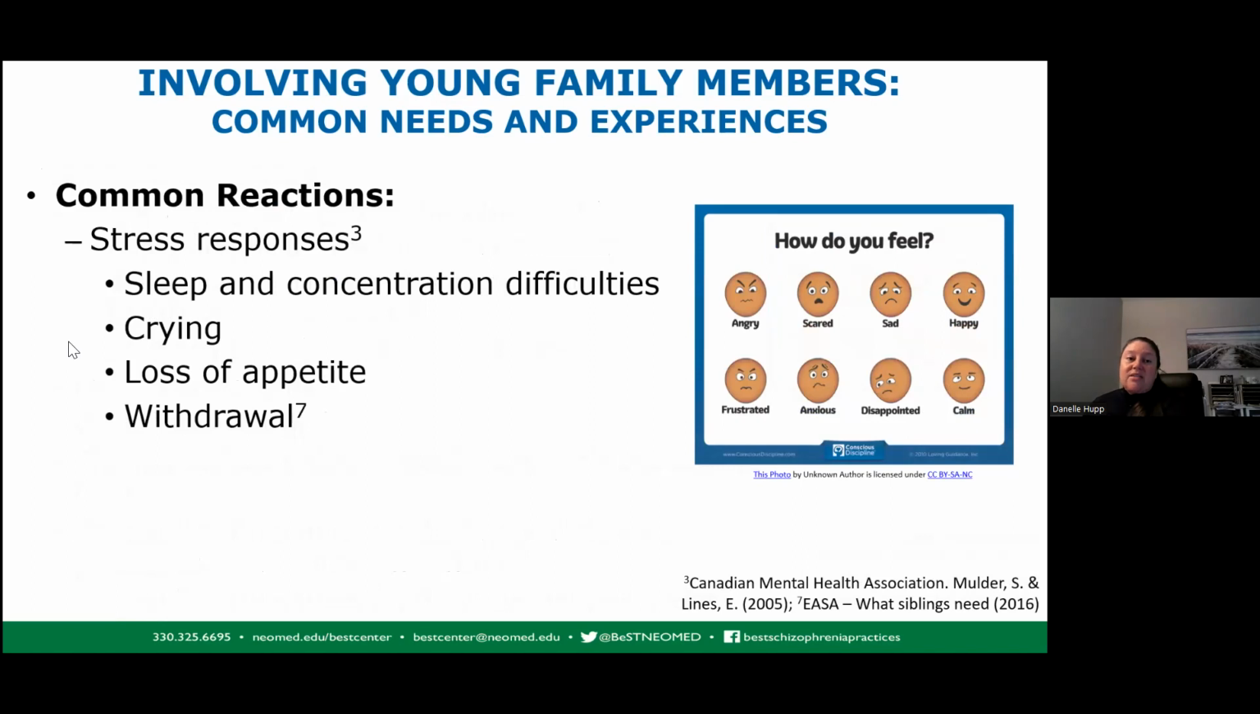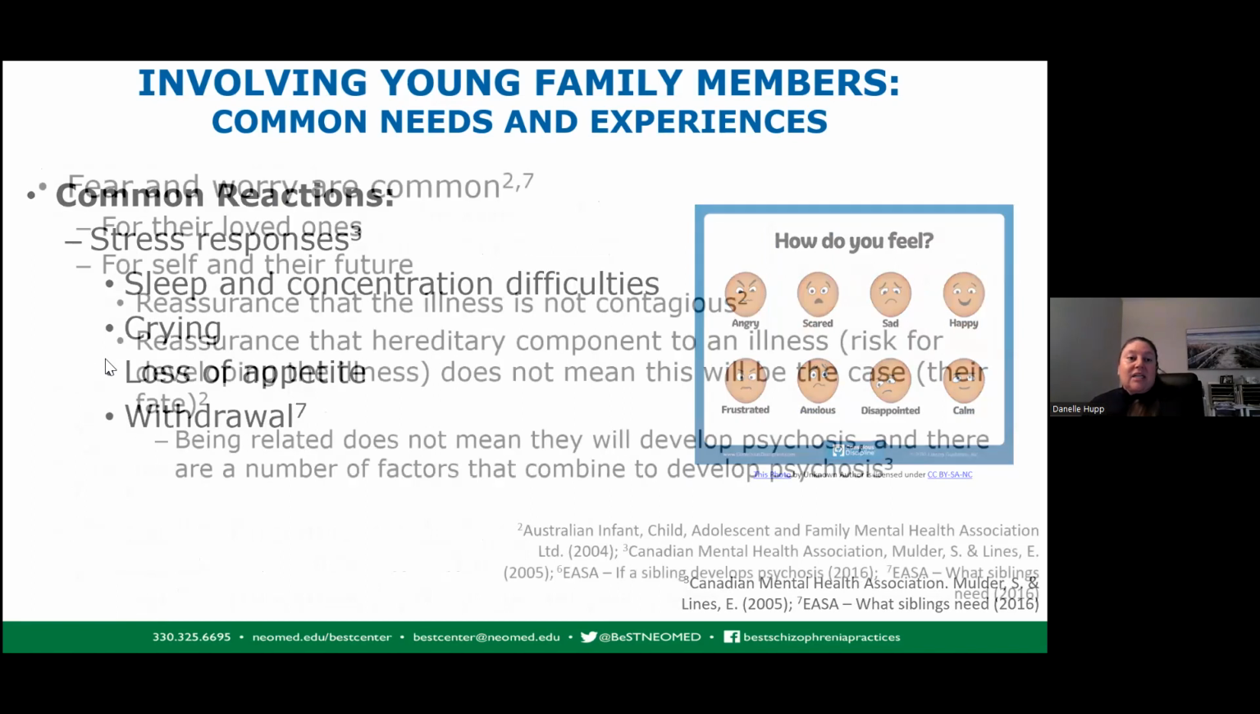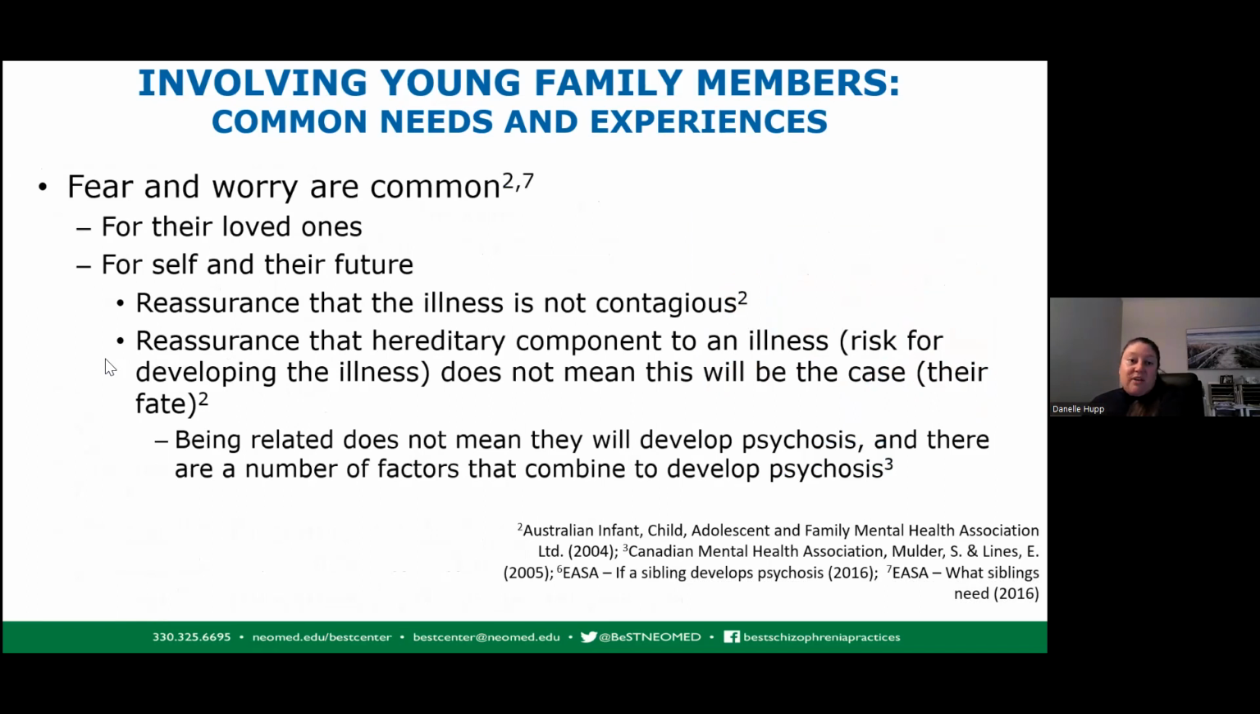Common stress responses are sleep difficulties, concentration difficulties, crying, loss of appetite, and withdrawal from social networks and from the family. As I mentioned, fear and worry are really common for themselves and their loved ones. Something important, no matter what the age or developmental stage, is understanding that the illness is not contagious. If they've heard about the hereditary component of various mental illnesses, understanding that this does not have to be the case for them.